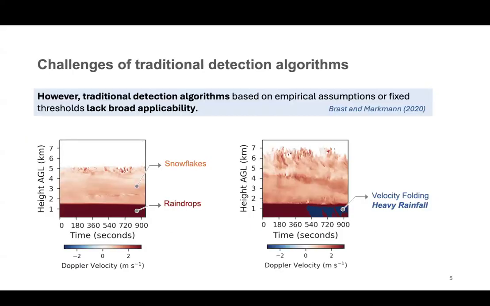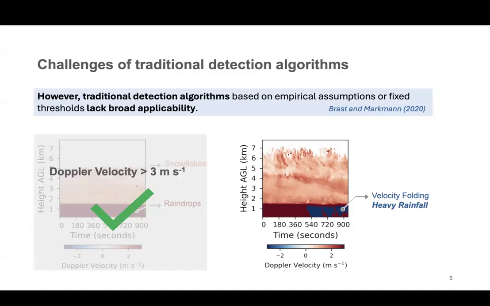However, traditional detection algorithms are usually based on empirical assumptions or fixed thresholds, and therefore they usually lack general applicability in different weather conditions. For example, here I show two radar observations of Doppler velocity in different rainfall intensity cases. For the left side case, where we see this distinct separation for Doppler velocity of raindrops and snowflakes, it's perfectly fine to apply a Doppler velocity larger than 3 meters per second threshold for phase identification.